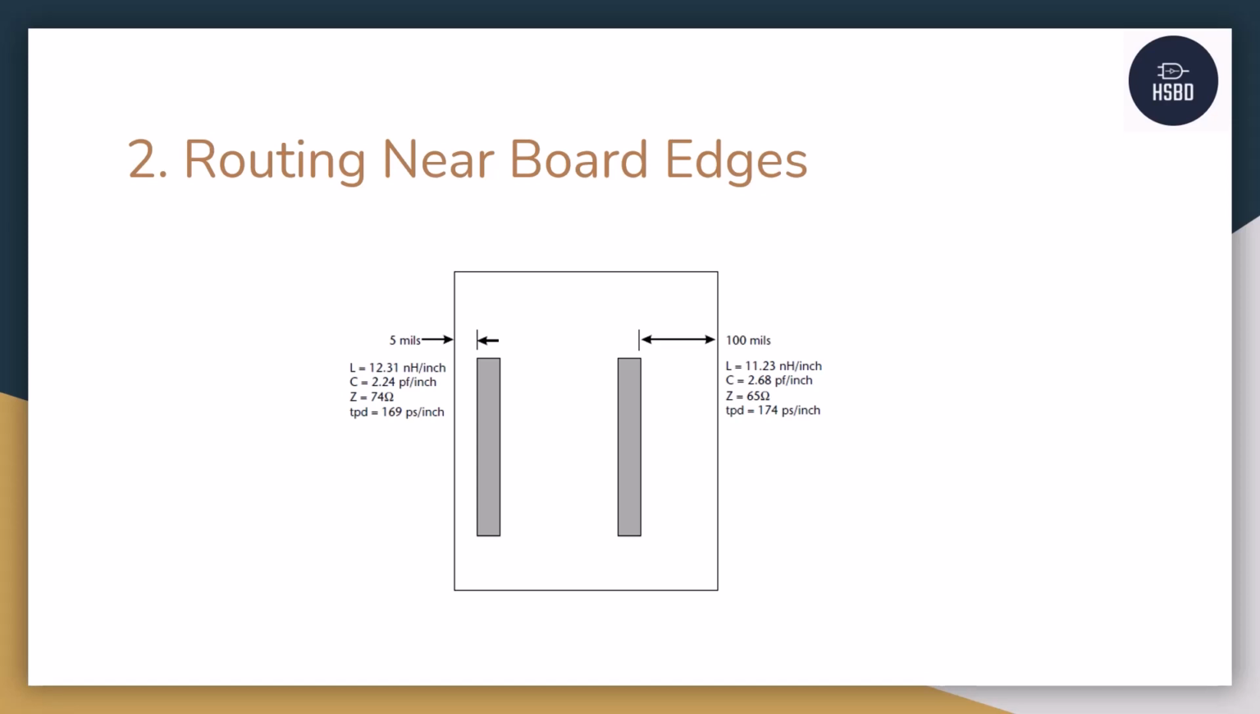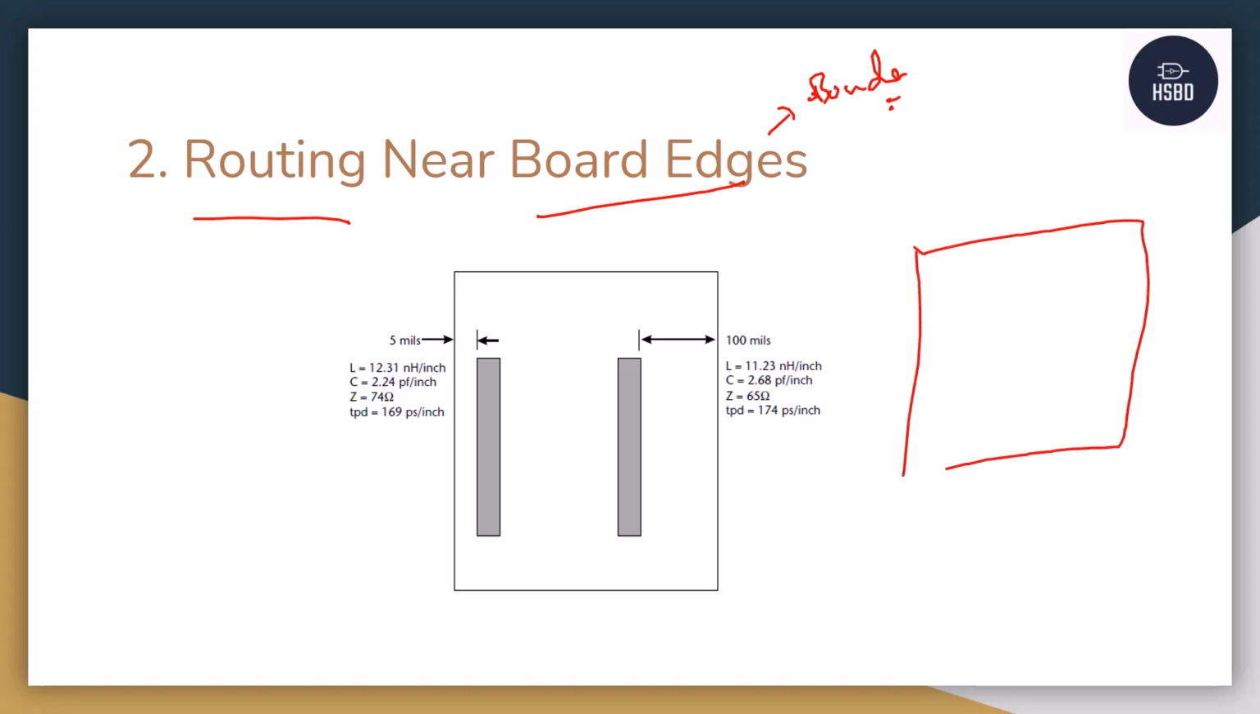The second most important aspect that we need to see whenever we are routing the signals on the PCB is whether we are routing the signals near the board boundaries, which we call edges. So what does that mean? For example, if you have a PCB board with a very complex design that has multiple components, you need to route your trace near the edges of the board. What will happen if you route your trace near the edges of the board? Will it affect your impedance? Will it affect your inductance, capacitance? What are the effects that you are going to see?